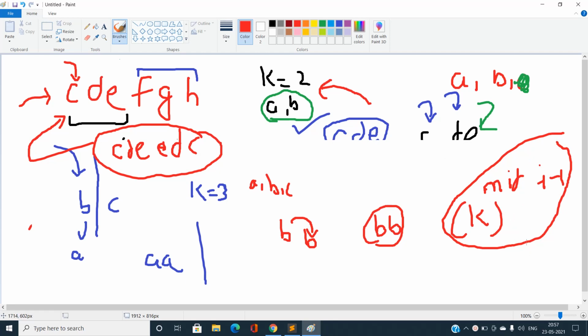If you are not aware of this concept of binary exponentiation, do check the description section of the video for the tutorial of this binary exponentiation so that you can solve this problem efficiently under the given time constraints.